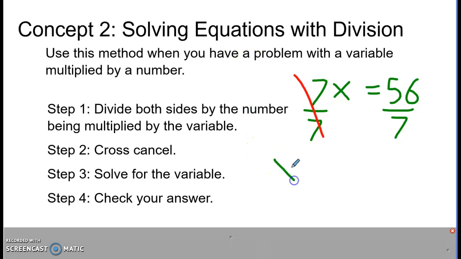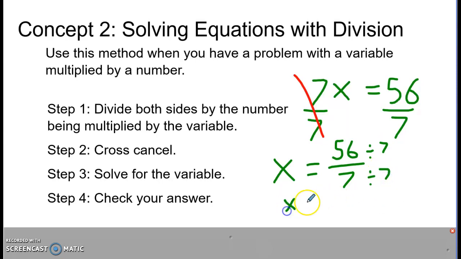All right, rewrite the problem. And then solve. X equals 56 over 7. Divide both by 7. And we'll end up with x equals 8. All right? And then we go back to check our original answer.